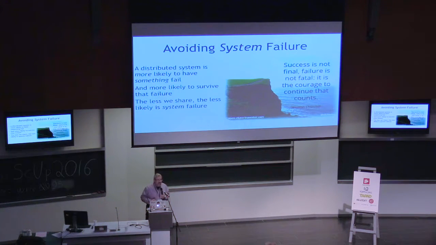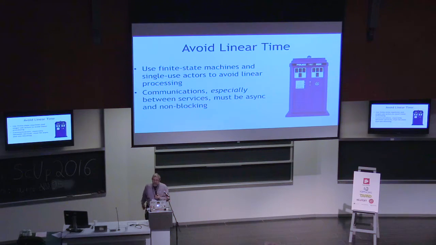The less we share, the less likely is a systems failure. Whereas if we shared everything, then any one element of our system failing would in fact bring the whole system down. Right? Just like a chain, having a link break. So that's one way to think about tolerating failure: to think about reducing the sharing.